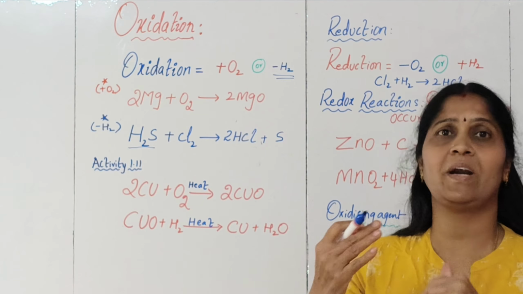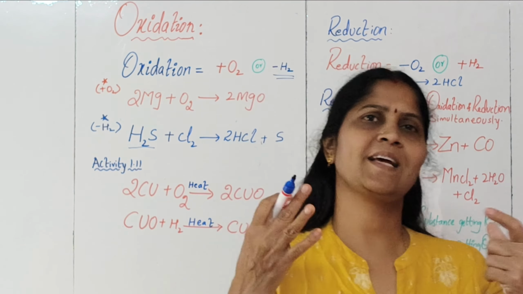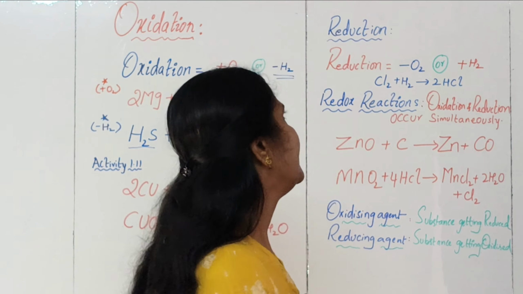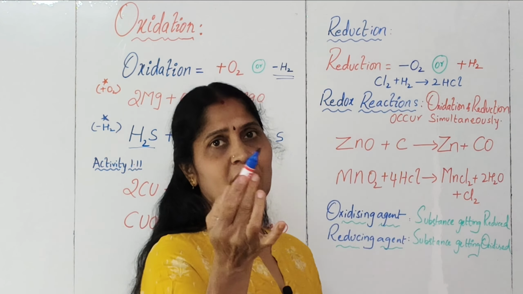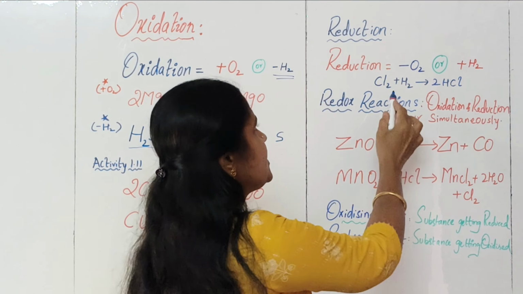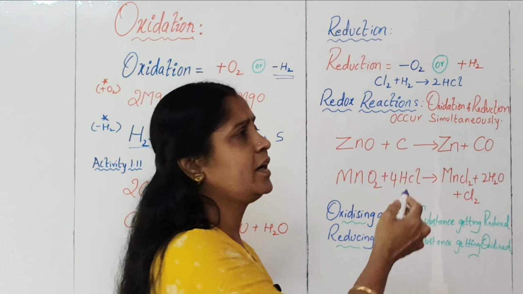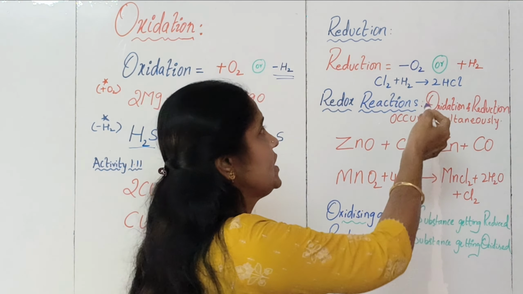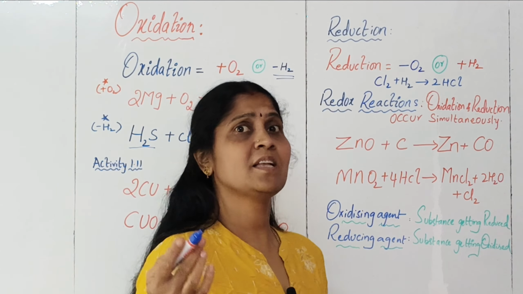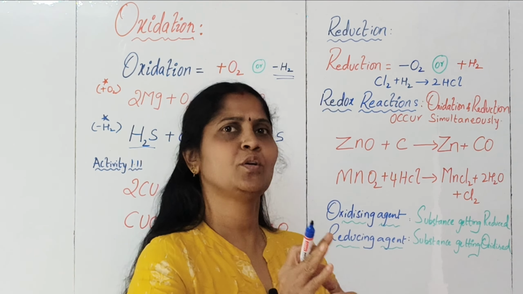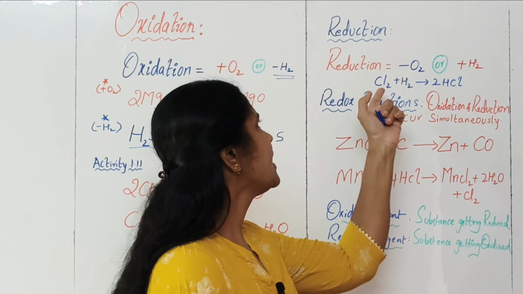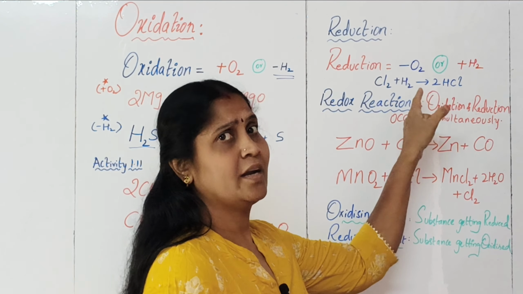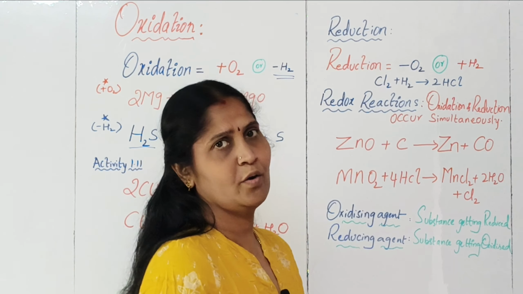Then next, talking about reduction. What is reduction? Reduction is exactly opposite of oxidation. That is, it is removal of oxygen or it is addition of hydrogen. Okay, so addition of hydrogen, you can see that chlorine, when it combines with hydrogen, gives rise to hydrochloric acid. So this simple equation depicts that reduction is nothing but hydrogen addition to a substance. So here chlorine is getting reduced when it combines with hydrogen.